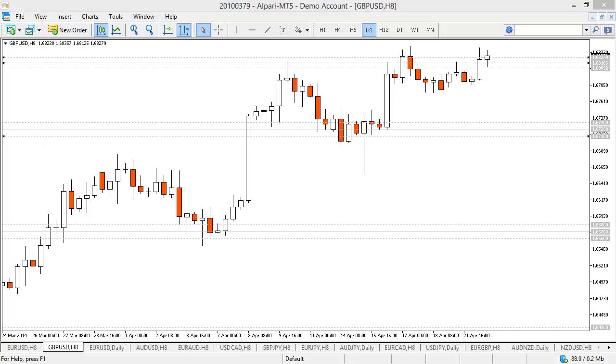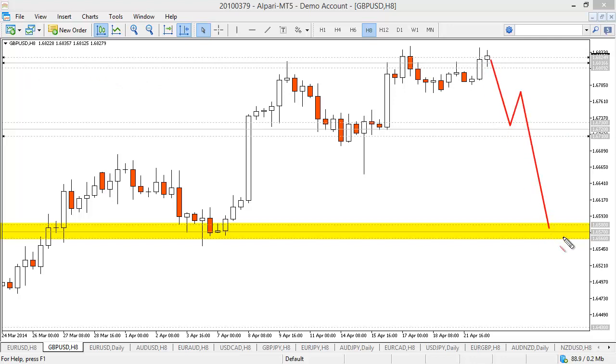Next support area for GBP USD is here at the 157.00. This again is a pretty strong support area. We've seen bounces from it recently, so if sellers manage to break through the first support area, come down to here and I see strong signs of indecision, I will be looking to take a bullish reversal from here. We've looked at two pairs, so I'm going to wrap up the analysis for now.